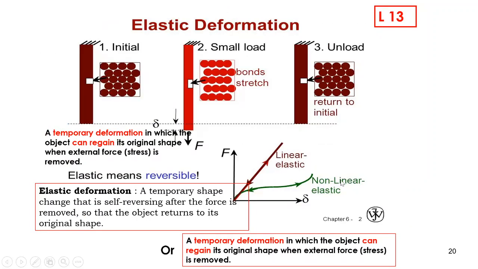Okay, this is some explanation about elastic deformation. It is also called a temporary deformation because this process is reversible when you apply a certain force to the material or the wire, like we saw in the figure with spring and load. It returns to its initial condition. So it's also known as a temporary deformation in which the object can regain its original shape when the external force is removed.